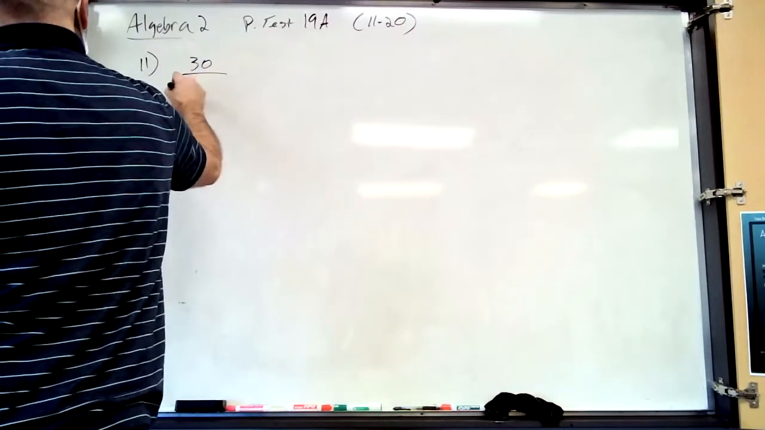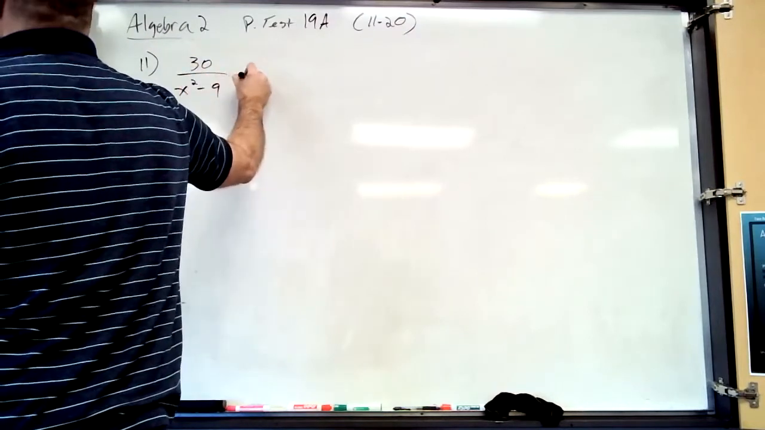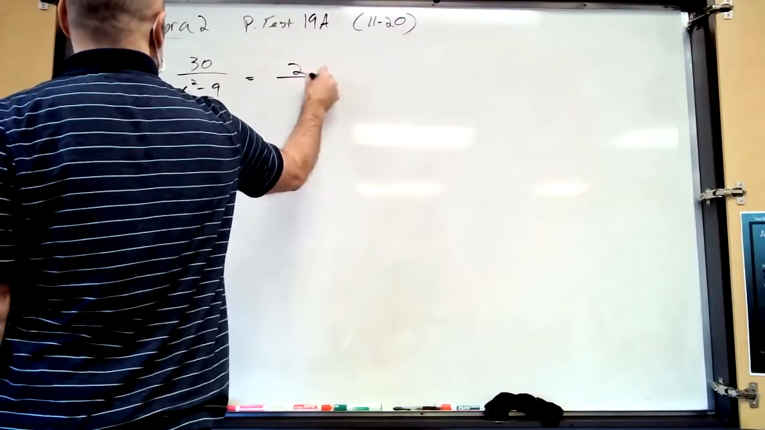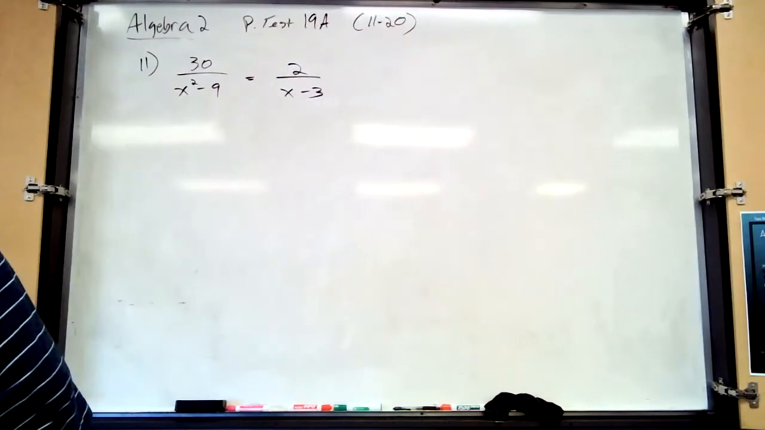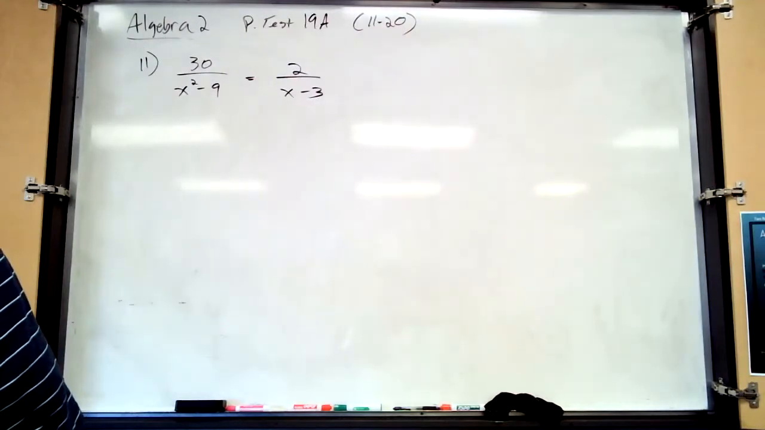30 over x squared minus 9 equals 2 over x minus 3. All right, I'm going to get the solutions up here just in case.